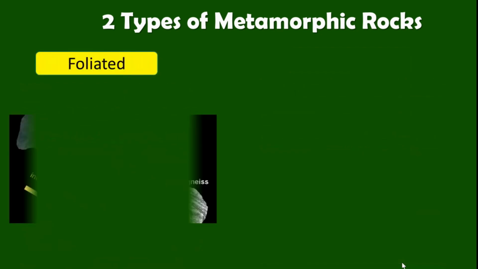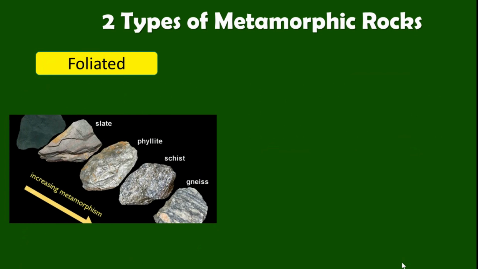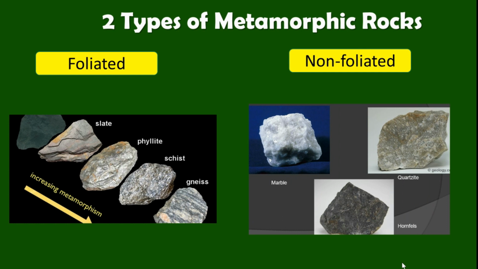Here are the examples of metamorphic rocks. For foliated rocks, as the metamorphism increases, slate becomes phyllite, phyllite becomes schist, and schist becomes gneiss. Gneiss is the extent of a metamorphic rock. For non-foliated, a pre-existing rock called limestone turns into marble. Sandstone becomes quartzite. Shale becomes hornfels.